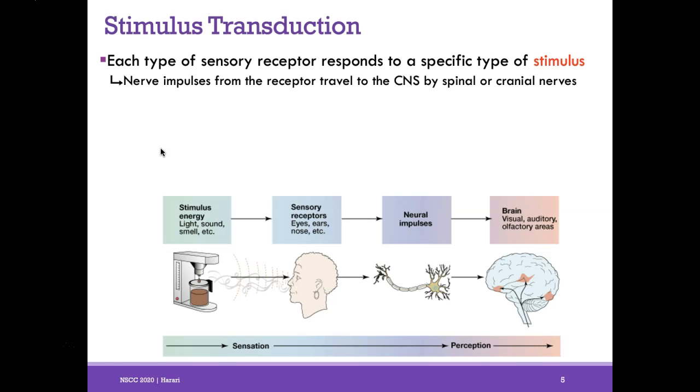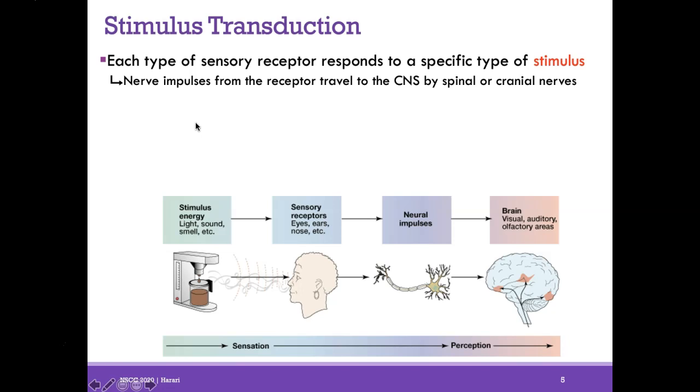So let's talk about some of the parts of stimulus transduction. Each type of receptor can respond to a specific type of stimulus. And the nerve impulse from the sensory receptor will then go to the central nervous system by spinal nerves or cranial nerves. So the sensory receptor is in the periphery. Then those sensory receptors branch into either cranial nerves or spinal nerves, and then those feed into the central nervous system. And the final destination is always the brain. That's always the final destination.